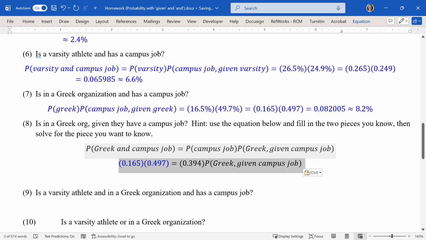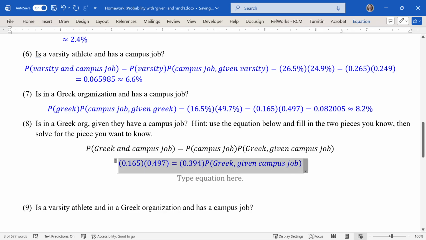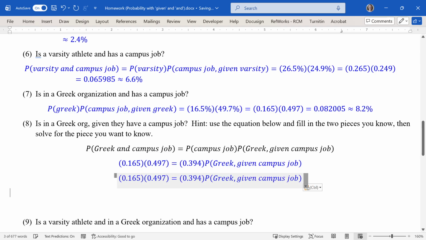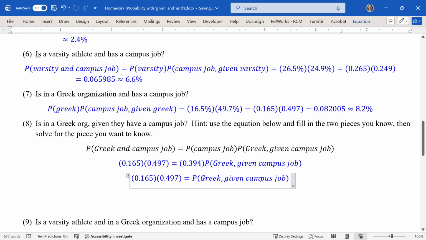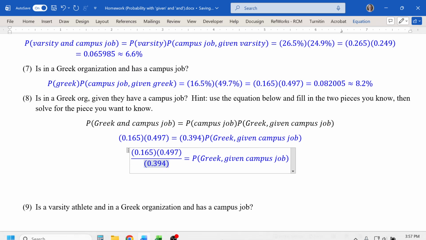My color coding has, there we go. Okay, so to solve this equation, we just need to divide both sides by this 0.394. So I'll do that. Let me just copy this, and then cut this part, divide, put it over here. Okay, so that's all we need to do.